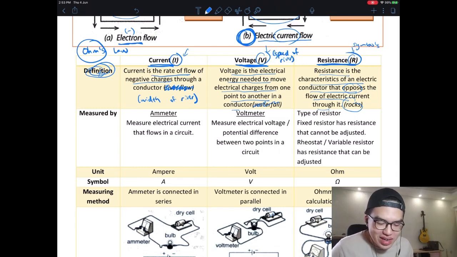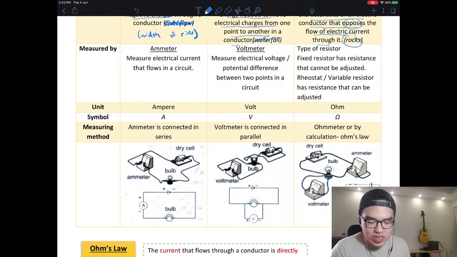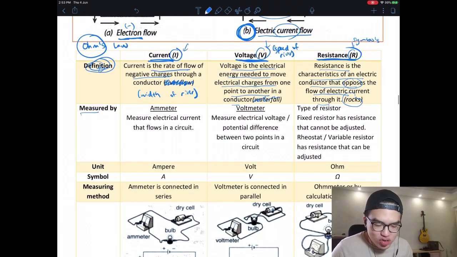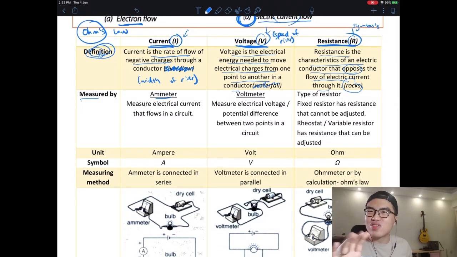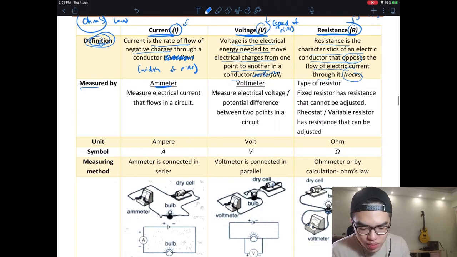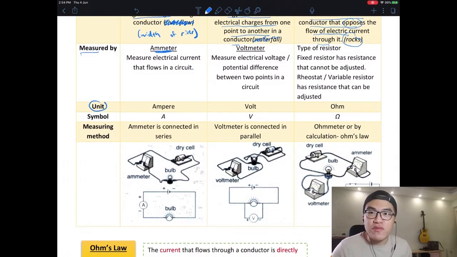Never mind. Let's look at measure. How do you measure current? We use something called an ammeter. Let's not talk about the measure first. Let's talk about unit first. The unit for current we use is ampere. This is the SI unit, ampere. That's why, can you see the symbol here is A?